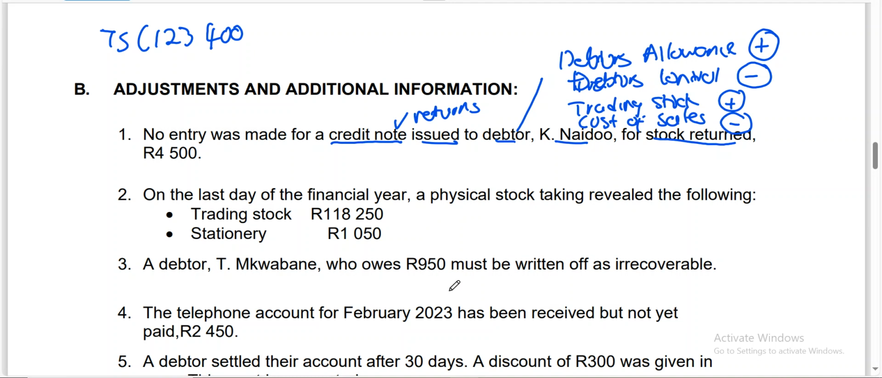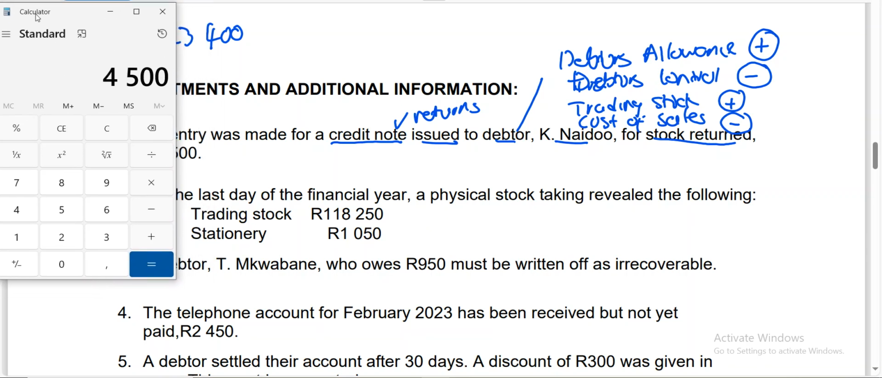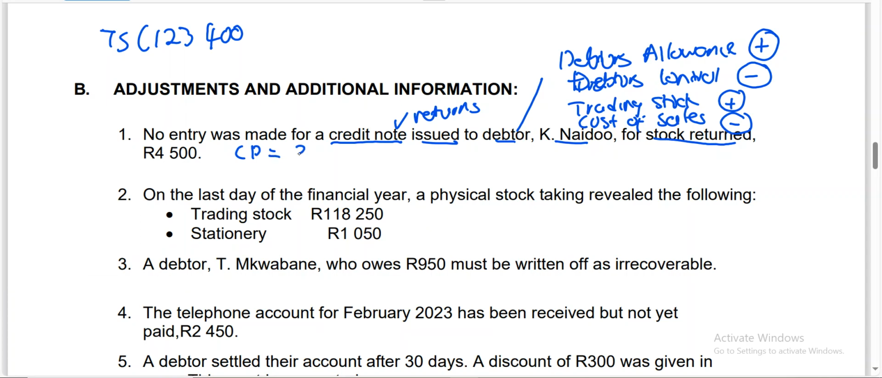Now remember guys, we said that a debtor is bringing back stock, so we must look for the cost price here. Remember they gave us the profit markup. So if we say 4,500, maybe let me bring my calculator down so that you guys can see it. If we say 4,500 multiplied by 100 divided by 150, it is going to give us 3,000. So our cost price here is equal to 3,000. So now our trading stock is increased by 3,000.